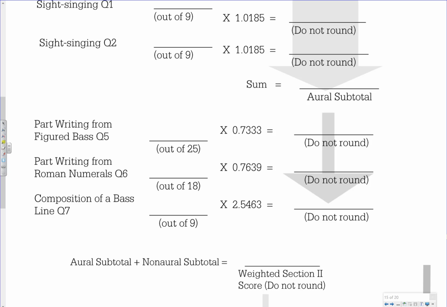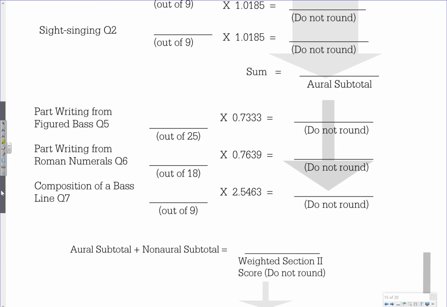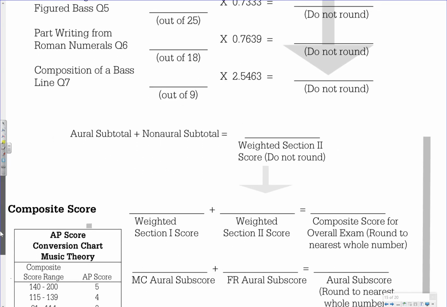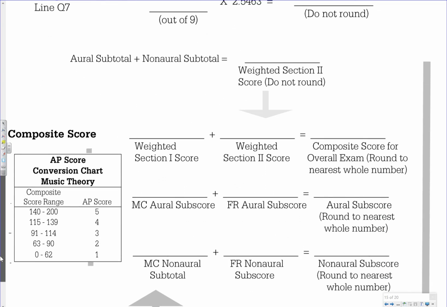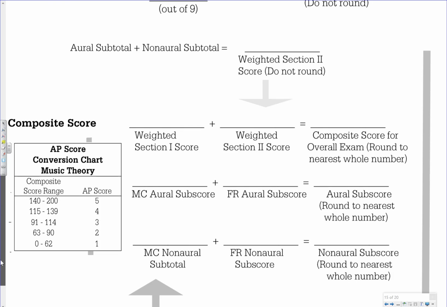So now we're back to this page, and if you look at the bottom, we have the oral subtotal plus the non-oral subtotal would equal your weighted section 2 score. And if we page down, we can figure out the composite score by taking the weighted section 1 score plus the weighted section 2 score for a composite score overall exam. We then take the multiple choice oral subscore plus the free response oral subscore, which would equal your oral subscore. We then take the multiple choice non-oral subtotal plus the free response non-oral subscore, which would equal the non-oral subscore.